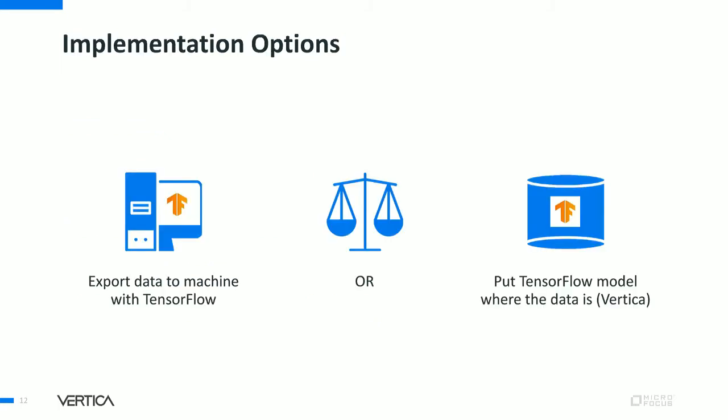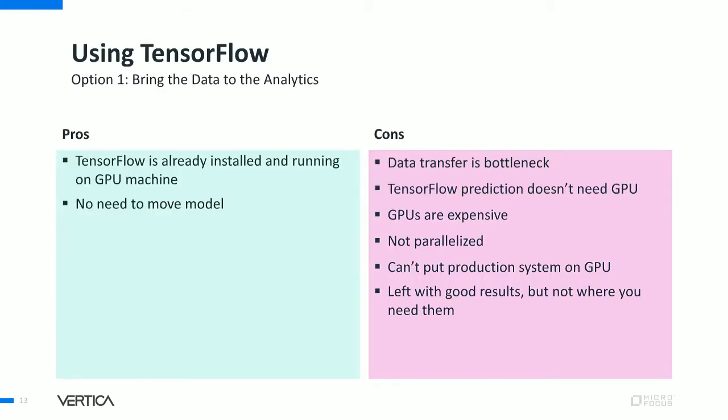So we have basically two options. The first option is to take the data and export it to our machine with TensorFlow, our powerful GPU machine. Or we can take our TensorFlow model and put it where the data is. In this case, let's say that is Vertica. So I'm going to go through some pros and cons of these two approaches.